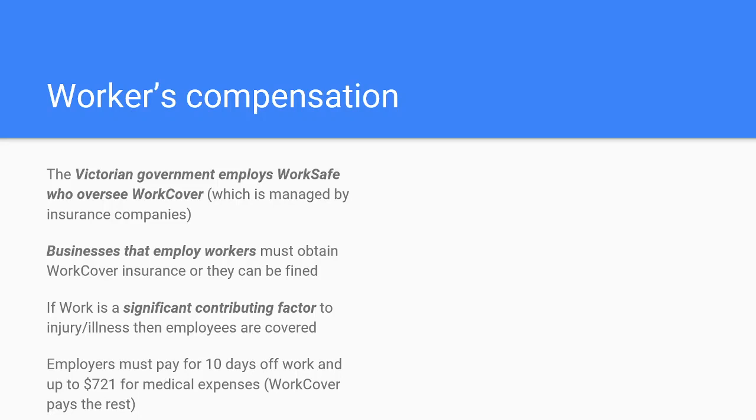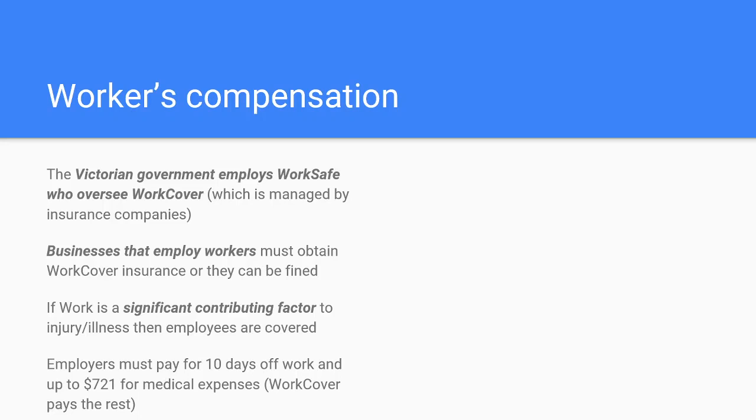So what's important is that the government oversees it, and they employ WorkSafe, and then they oversee WorkCover. So there are often questions where you need to differentiate the 3 levels. The government doesn't directly do anything with WorkCover, but they employ WorkSafe, which is a private organisation, to do so. And then WorkCover is made up of a lot of insurance companies, basically. So businesses that employ workers must have WorkCover insurance, or they can get fined. And this is because small businesses might not have enough to fund out-of-pocket costs for compensation if something did happen.